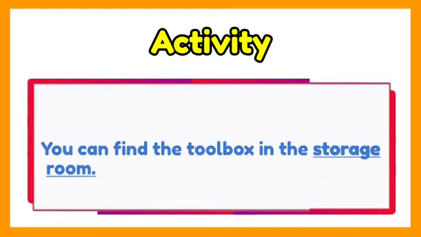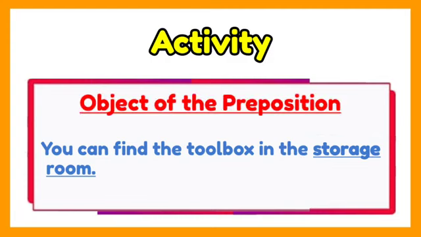Next, you can find the toolbox in the storage room. Storage room in the sentence is used as an object of the preposition. Why? As you can see, it comes after the preposition in.